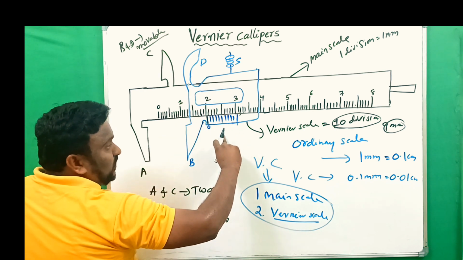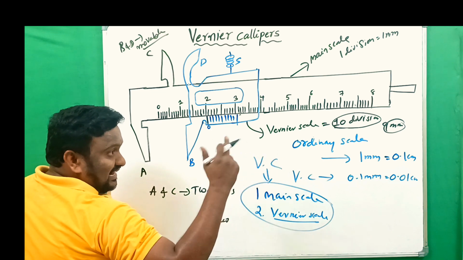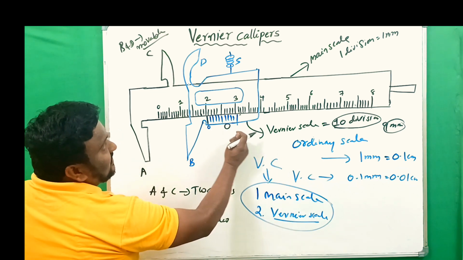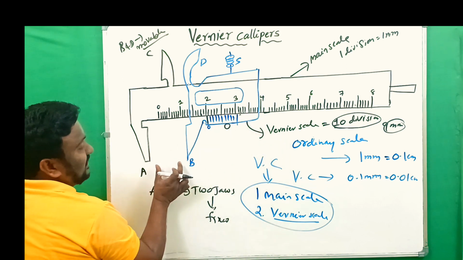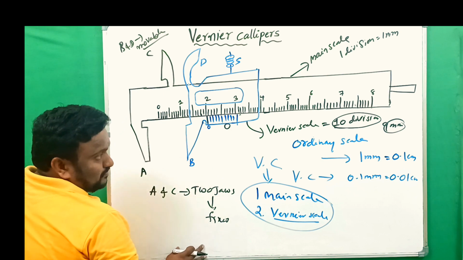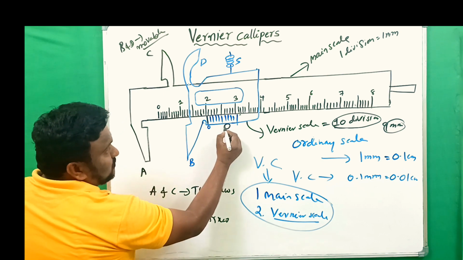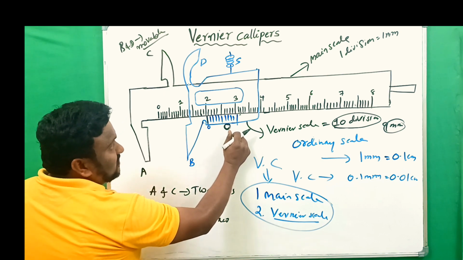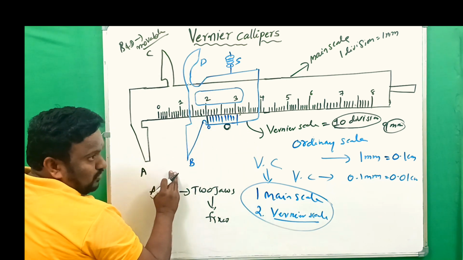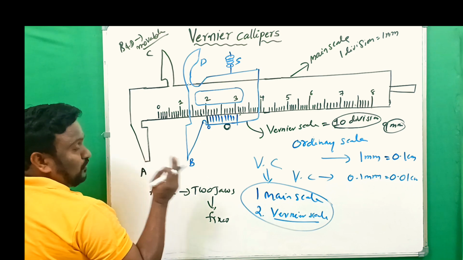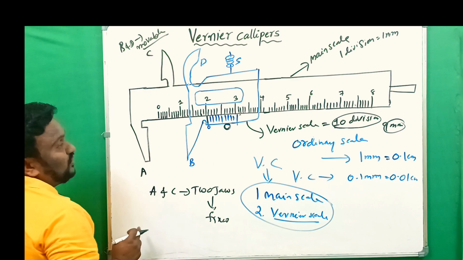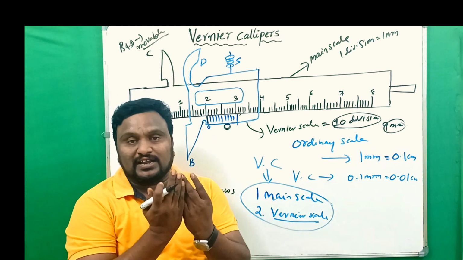Clear? To find out whether there is any error or not, how can we check? Simply, there is one knob. By pushing it we have to make A and B, and C and D come in contact. With the help of that knob we have to move the movable jaws until both come in contact.